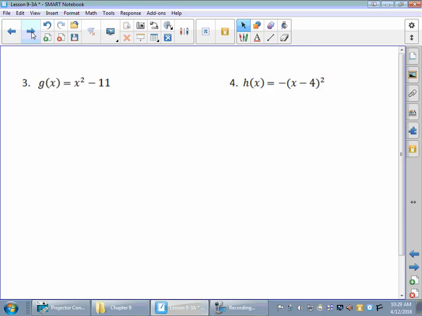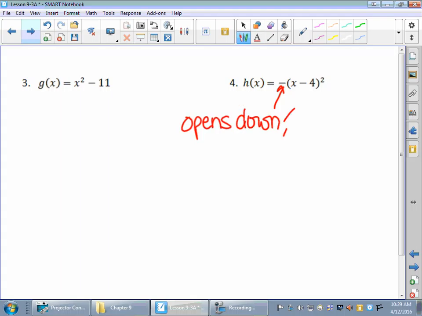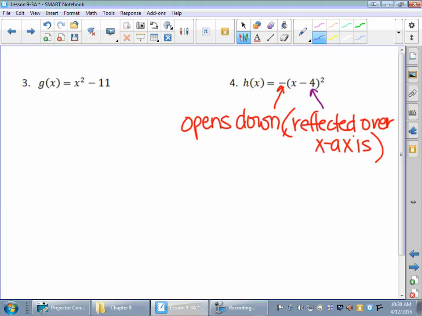Number 4, I've got a negative out in front. What's that negative out in front tell you? It opens down or it's reflected over the x. The only other thing I've got is this -4 inside the parentheses. So if it's a minus, I know that it's going to be a translation. Will it be left and right or up or down? It's a left or right, right? So what is that value?